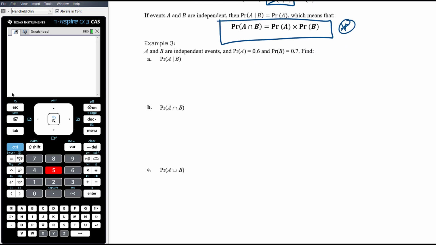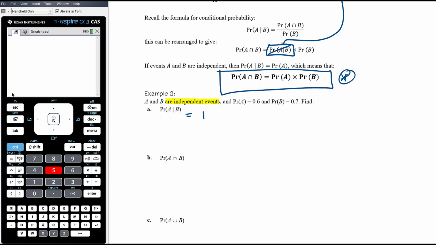A and B are independent events, and the probability of A is 0.6 and the probability of B is 0.7. Okay, so here we are told that they are independent events. Therefore, all our formulas to do with independence apply. So if they are independent events, that means the probability of A given B is just the same as the probability of A, which means it is 0.6. If they are independent events, it means the probability of A intersection B is the probability of A times the probability of B, which is 0.6 times 0.7, so 0.42.